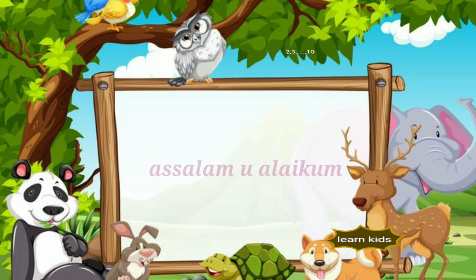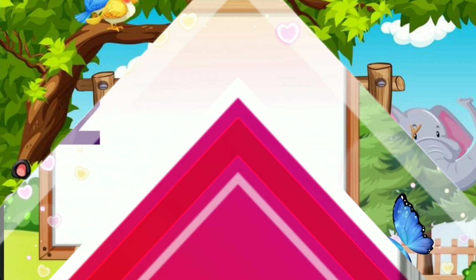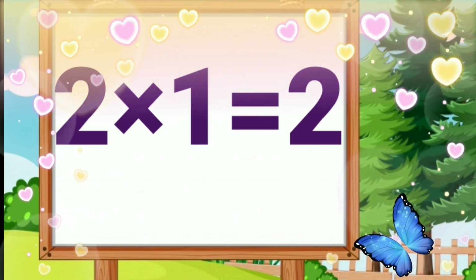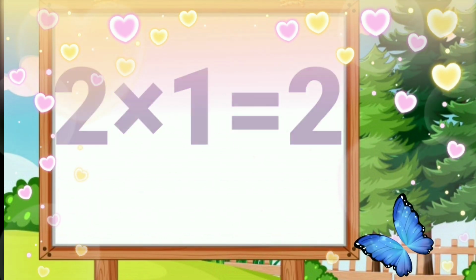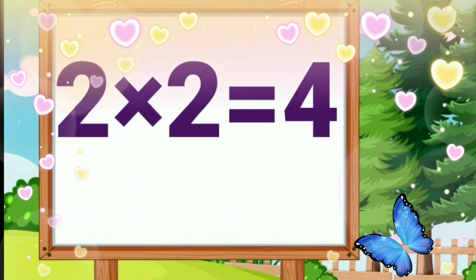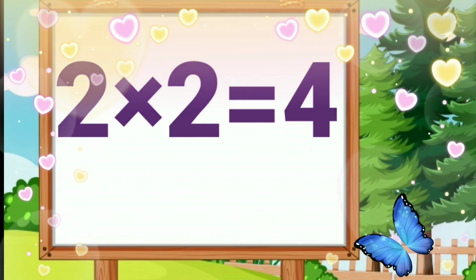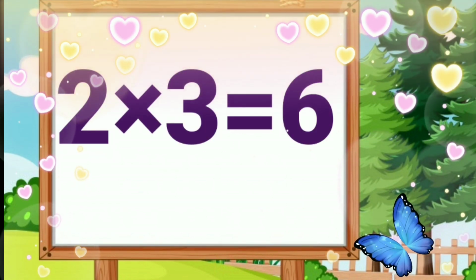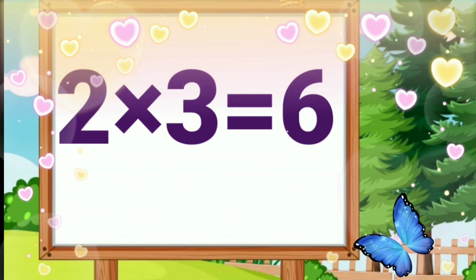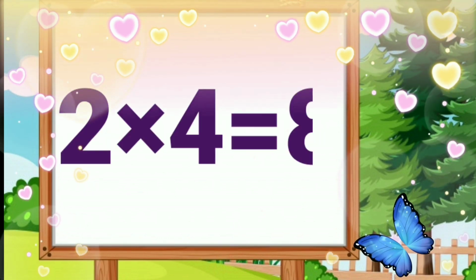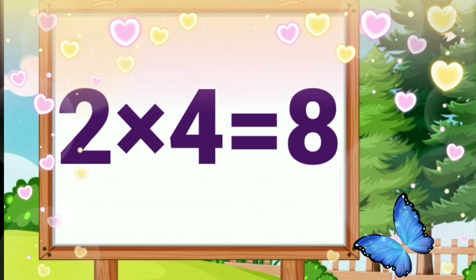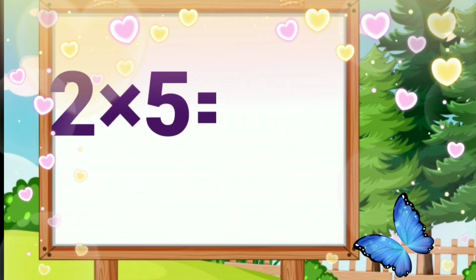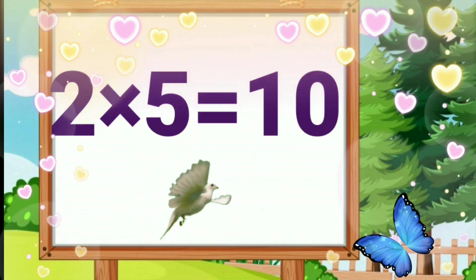Learn kids. 2 ones are 2. 2 twos are 4. 2 threes are 6. 2 fours are 8. 2 fives are 10.